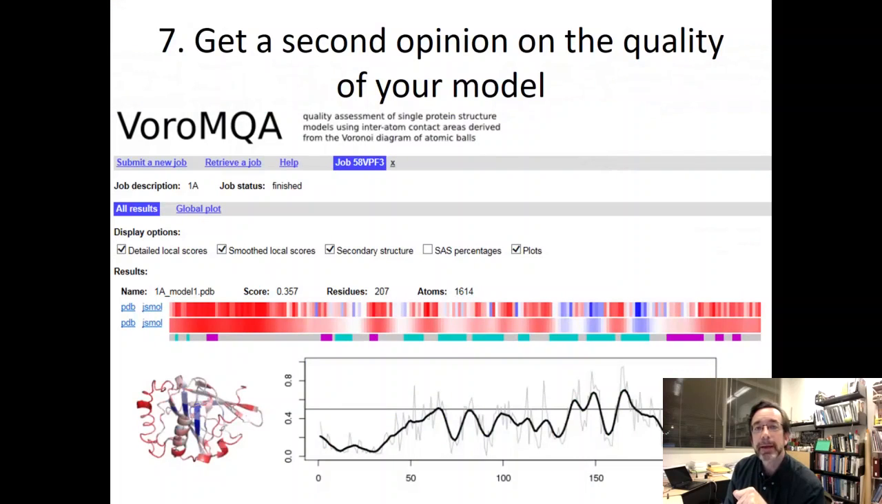So Itasca is going to give you some measures of model quality. I want you to get a second opinion. There's a program, you can plug your model into it, and it will give your model a score, and even a residue by residue score. I think your model's better at these residues, and it's worse at the ends. That's sort of normal. But if you have a weird part in the middle of your protein, maybe you want to think about taking that model with a grain of salt. So, here's where you get the score from this VoroMQA model.